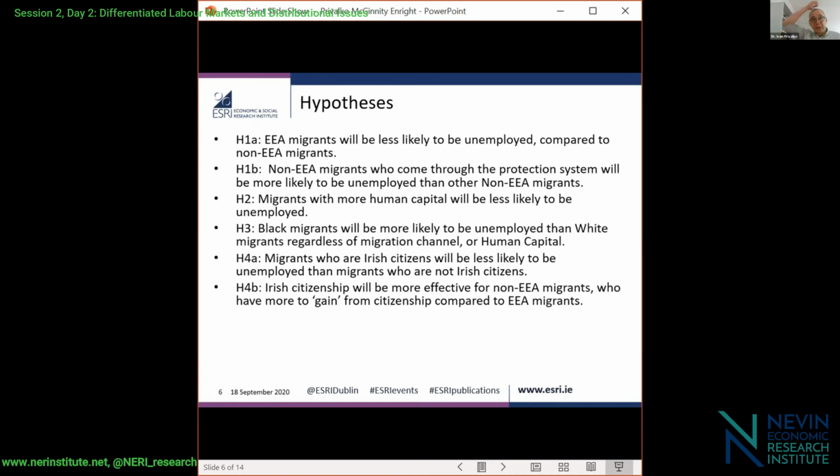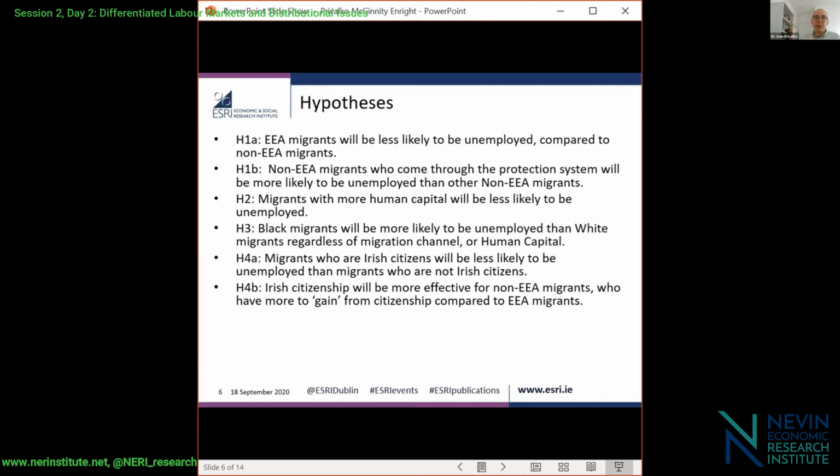So here are the hypotheses for this paper. Basically, the first two and the last two are linked. The first two are about the channels that migrants use to arrive in Ireland. We would expect that EEA migrants fare better than non-EEA migrants in terms of unemployment. But within the non-EEA group, we suspect that an association with the international protection system will have a negative impact on their labour market chances, independent of all the other controls.